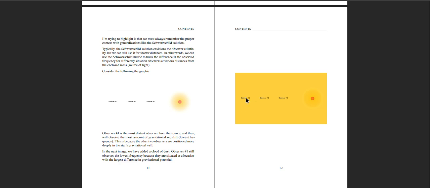And so observer 1 still sees the lowest frequency. Observer 2 sees the second lowest frequency. And observer 3 sees the highest frequency. And that's because the gravitational redshift increases with distance. And so this is how we align the 1 over r with the Hubble redshift.